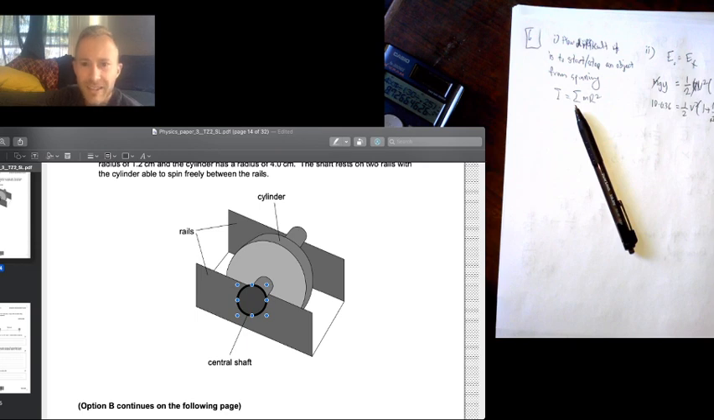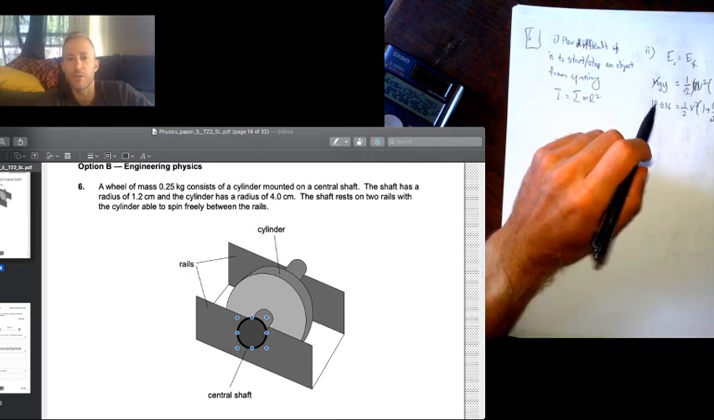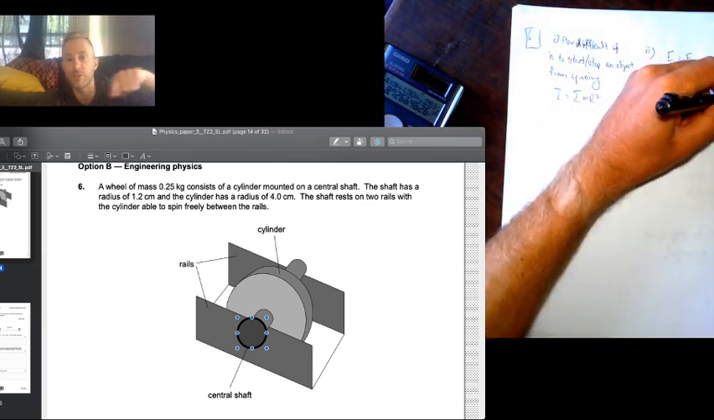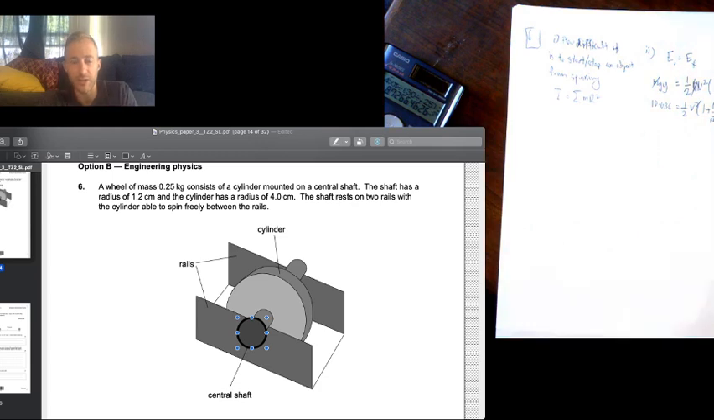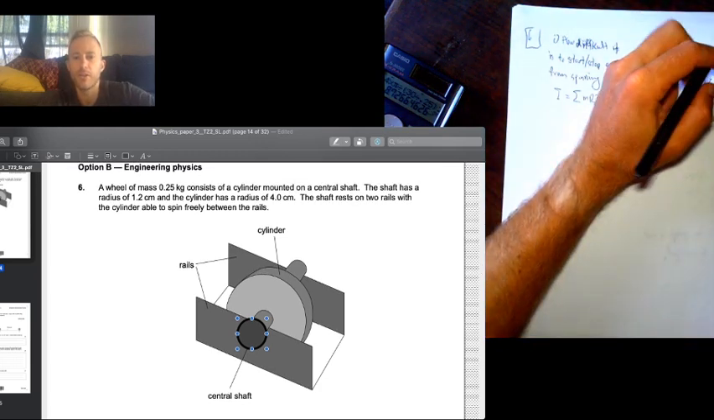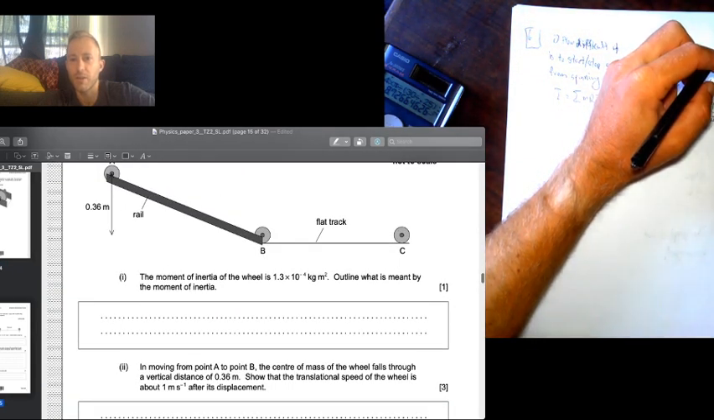Okay, so that's the r that I'm going to use. That's the radius that it's rolling about. Notice how there are two radii here: the outer radius and an inner radius. I want to use the radius that it's actually rolling about, and because of the way it's set up, I'm going to use the smaller one. Once it gets to the ground, the flat track, it's going to roll about the bigger r value.